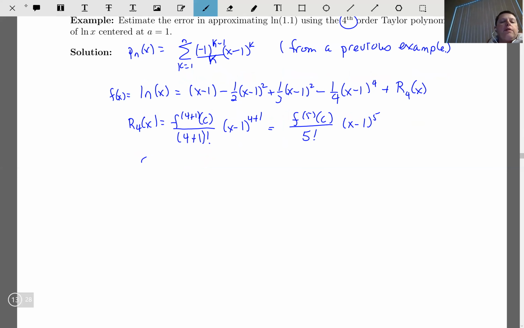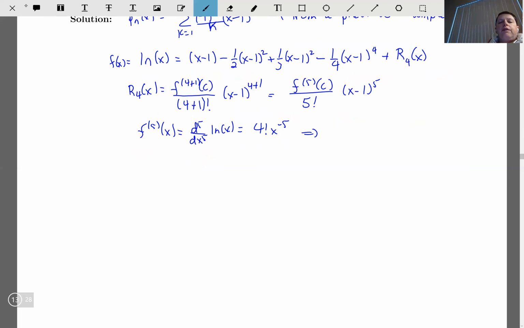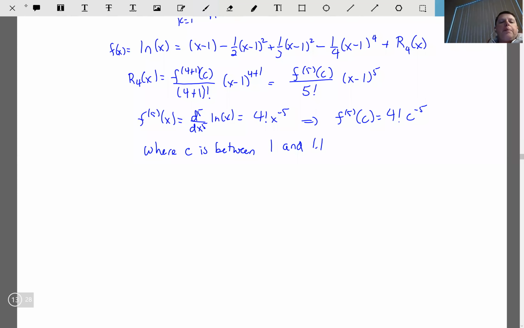So what is the fifth derivative of f? That's just the fifth derivative of log of x, which is 4 factorial times x to the negative 5th. And so that tells me that the fifth derivative at this point c is going to be 4 factorial times c to the negative 5th, and c is going to be between a, which is 1, and x, which is 1.1. So what's a bound on this? I'm just going to have 4 factorial over the absolute value of c to the 5th, and this is less than or equal to 4 factorial, since c is greater than or equal to 1.